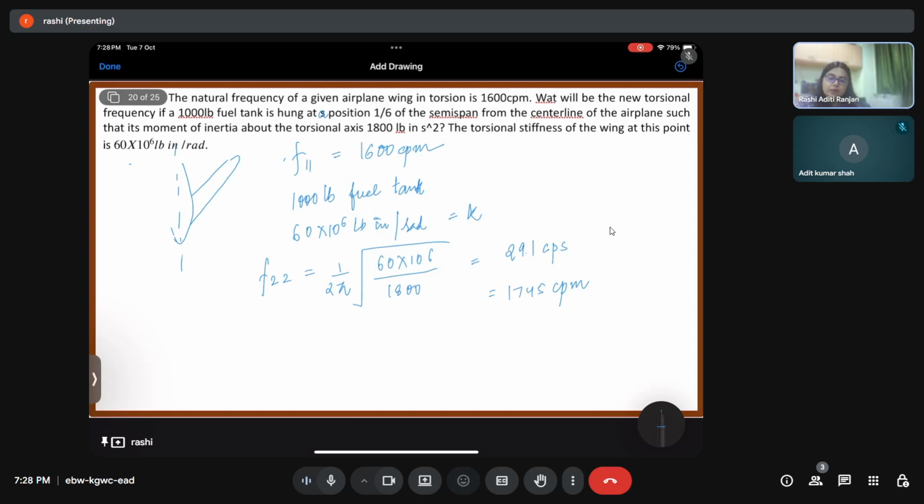So we have F11, we have F22. We just need to do the calculation now because we had the equation 1 by omega 1 square equal to 1 by omega 1 square plus 1 by omega 2 square. Now, since omega 1 and omega 2 were all in radians per second, we can change it to the frequency domain by using 1 by 2 pi f1 square, 1 by 2 pi f11 square.